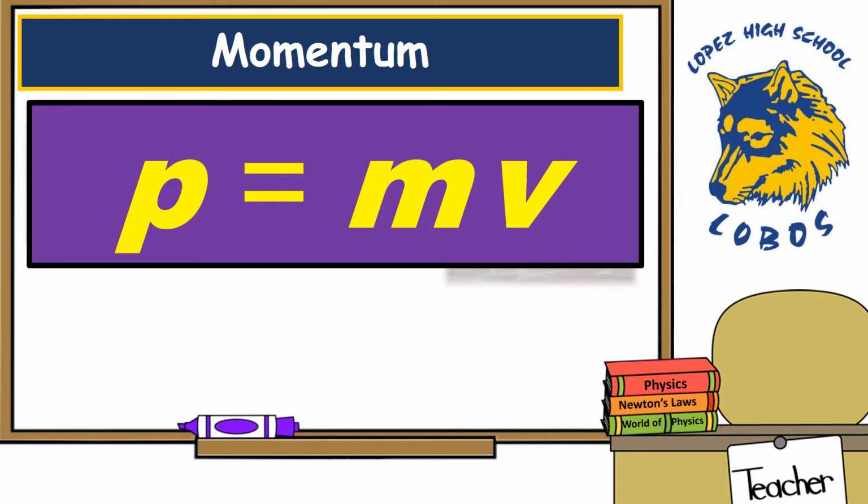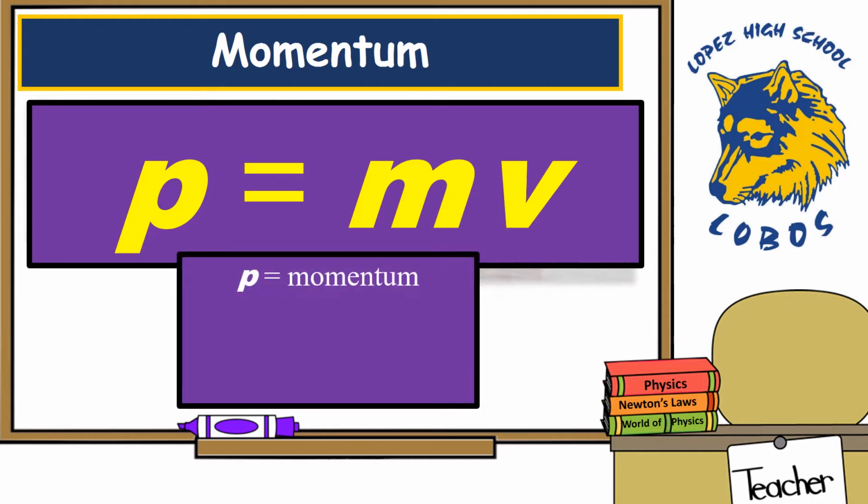Notice that momentum is represented by the letter P. M is for mass, V is for velocity. Because we are multiplying mass times velocity, our units are kilograms times meters per second. Some important things that we should know about momentum is that it is always conserved in collisions, which we're actually going to focus on in these later slides.